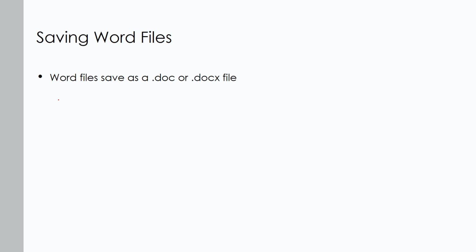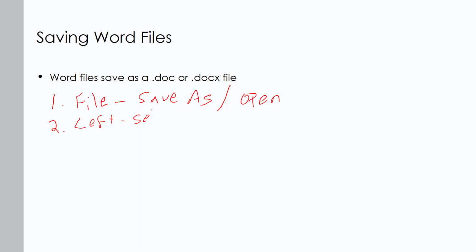So what we're going to do is step number one is going to be File, and we're going to do Save As for the first time we save a document or any file, or Open if we're opening the file. Our second step is, once we've clicked Save As or Open, on the left side of the screen, we're going to see the navigation pane. So on the left side, we're going to select the location of the file. And I'm going to put, for example, the desktop.